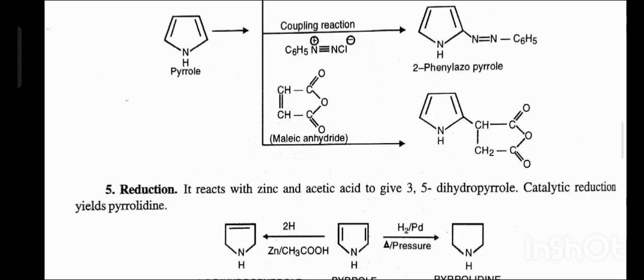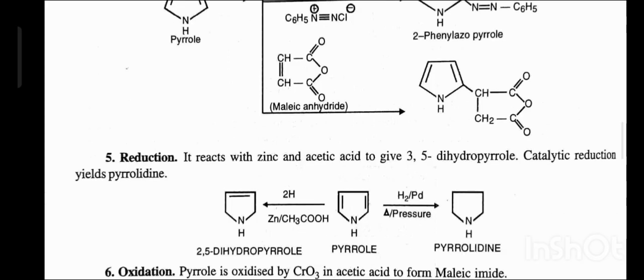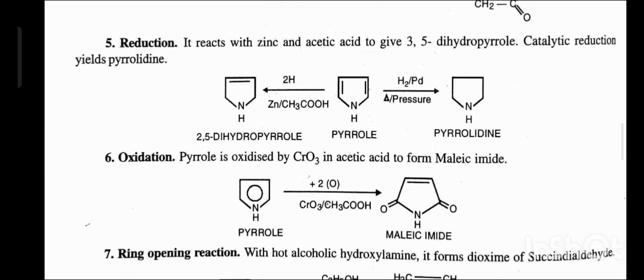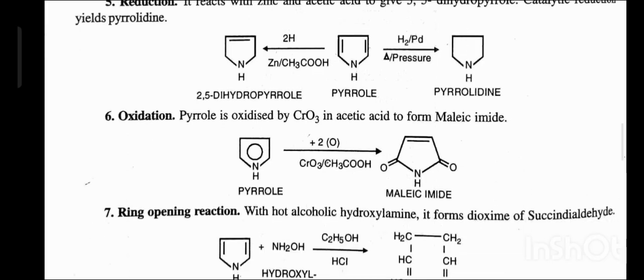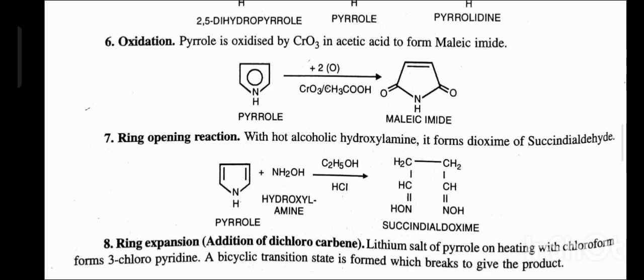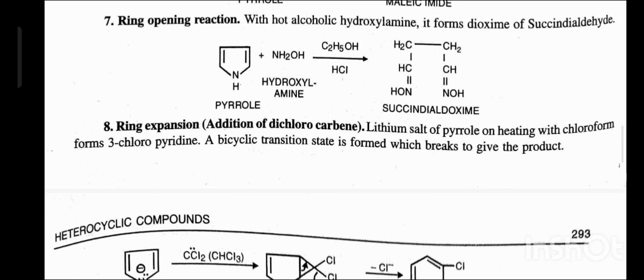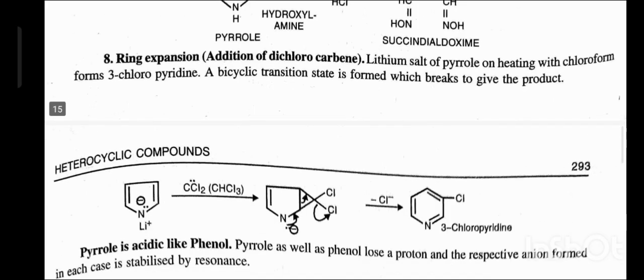Catalytic reduction yields pyrrolidine. Oxidation: pyrrole is oxidized by CrO3 in acetic acid to form maleimide. Ring opening reaction: with hot alcoholic hydroxylamine, it forms the dioxime of succinaldehyde. Ring expansion: the lithium salt of pyrrole on heating with chloroform gives 3-chloropyridine. A bicyclic transition state is formed, which breaks to give the product.